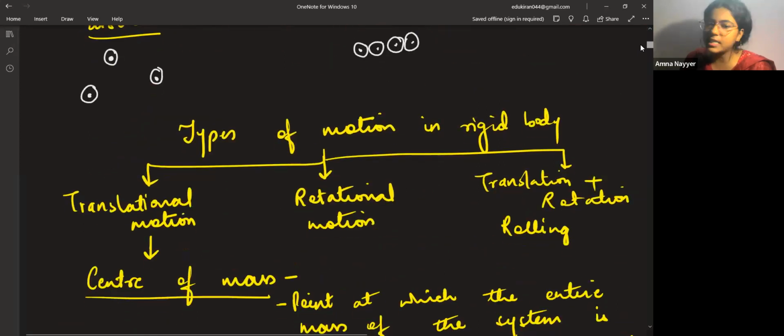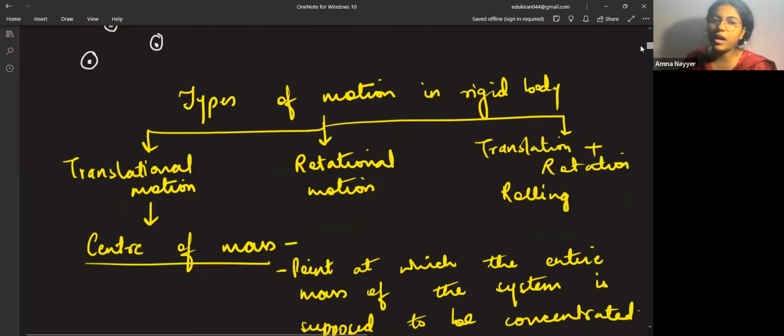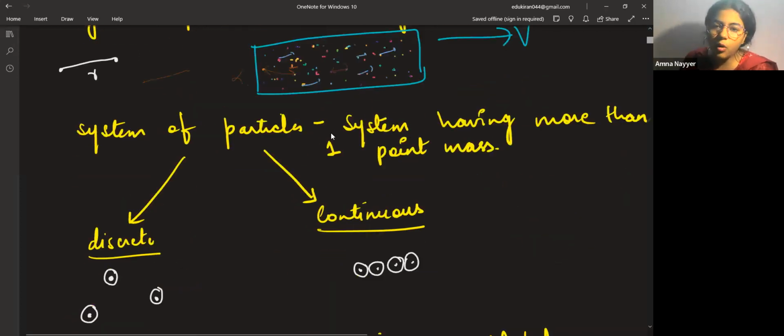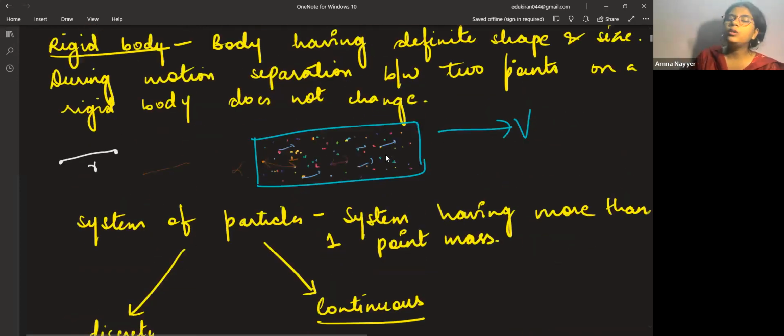Translation we have already studied in the initial lessons of kinematics. Rotation we have to focus on. Now see, as I told you, all these particles are present. Which particle will you define to assign the specific velocity of the body? You cannot. You have to have a point which represents all the other particles. That particle is known as center of mass.